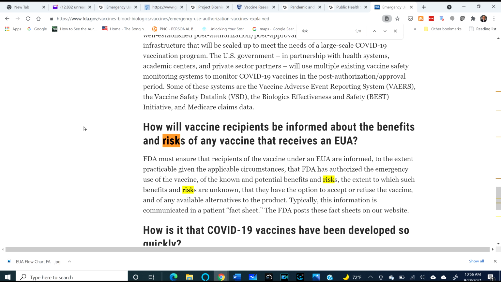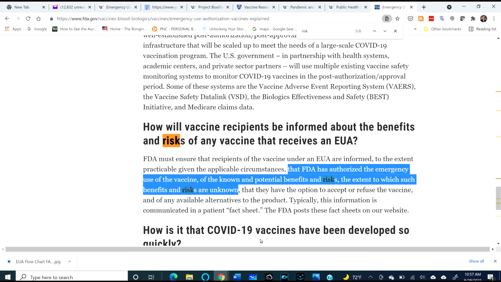How will vaccine recipients be informed about the benefits and risks of any vaccine? They claim that they will inform you of the known and potential benefits and risks, and to the extent to which such benefits and risks are unknown. Have they done that? Maybe. I don't know. I mean, all we hear is it's totally safe, it's great. So that's it. It's a benefit-risk management decision.